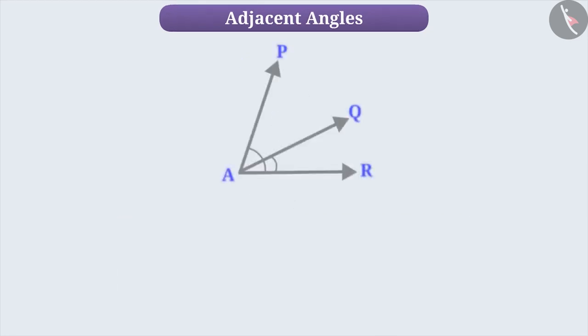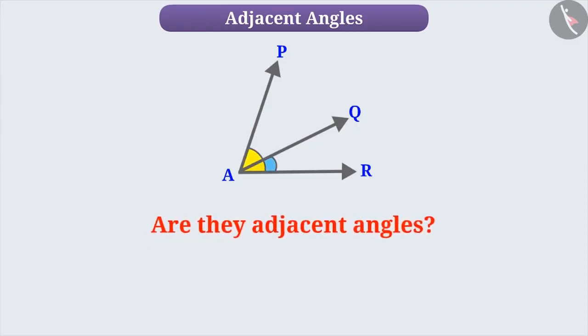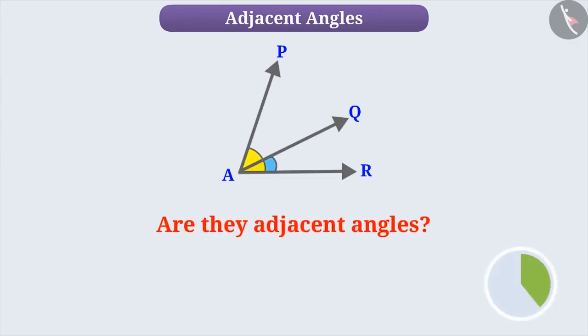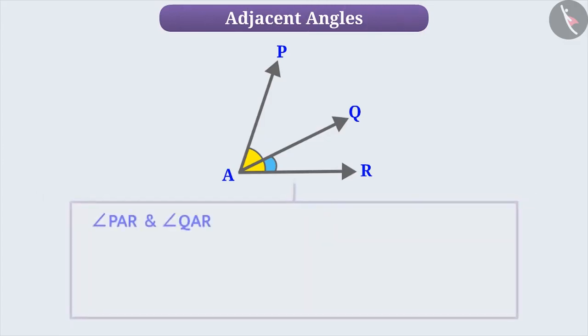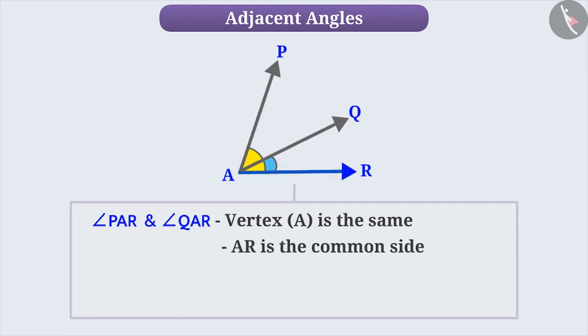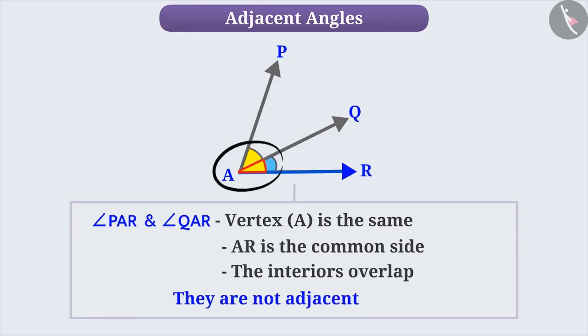Now, look at this figure. Do you think the angles shown here are adjacent angles? Think for a while. Did you get it? The vertex of both angles are the same. They also have a common side, but the interior of both angles are overlapping. Therefore, these angles cannot be called adjacent angles.